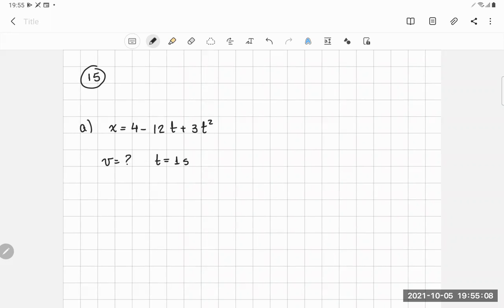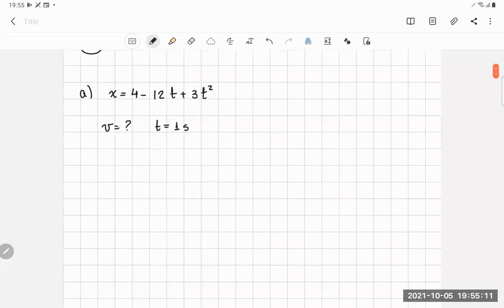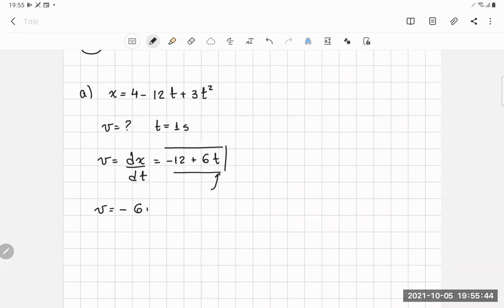First thing we have to do is take the derivative of x to get the equation for the velocity. The derivative of x will give us: 4 is a constant, it disappears, and we'll have minus 12, and then 3t squared will give plus 6t. So this is the equation for the velocity. If we want the velocity at time 1 second, we substitute this time, and we get minus 12 plus 6, which is minus 6 meters per second.